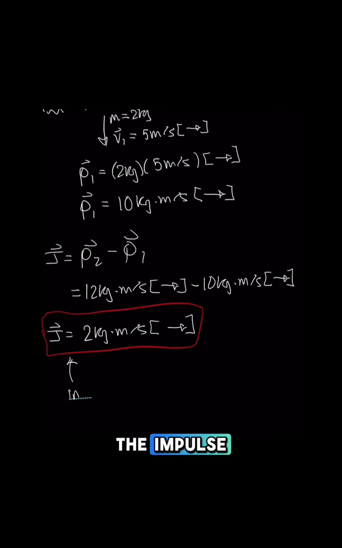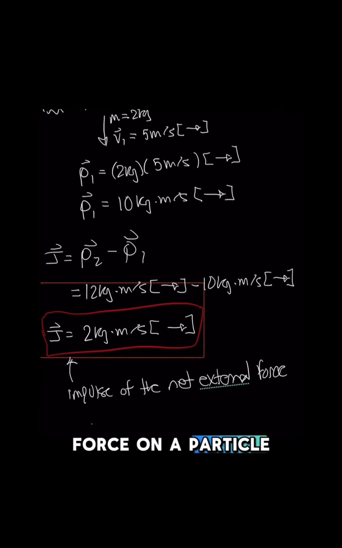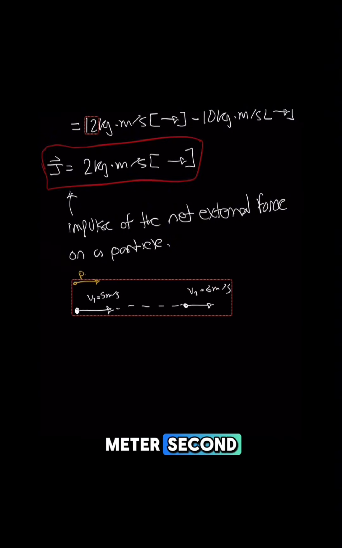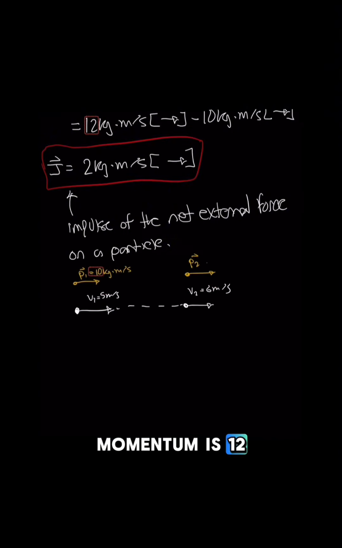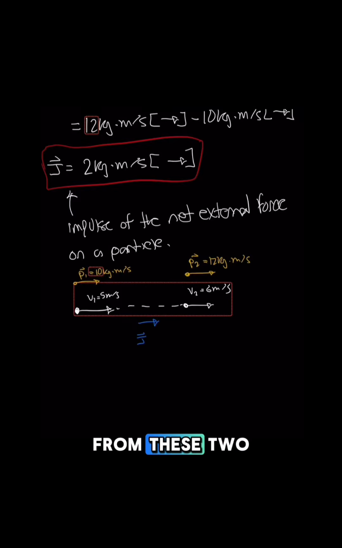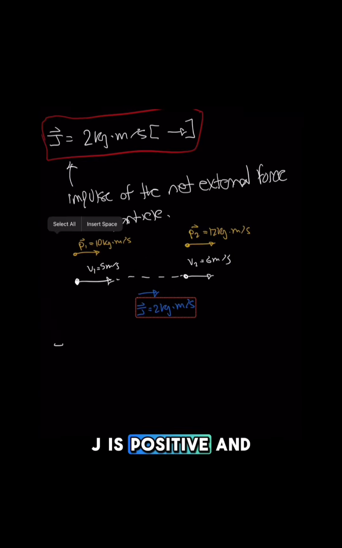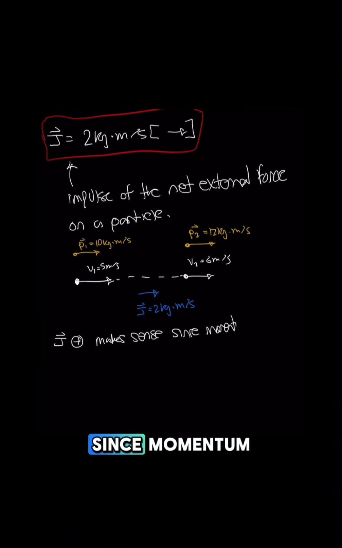And so this is the impulse of the net external force on a particle from point 1 to point 2. The initial momentum is 10 kilograms times meters per second, and the final momentum is 12 kilograms times meters per second. From these two points, the impulse is equal to 2 kilograms times meters per second. J is positive, and this makes sense since momentum increases and the impulse measures the change in momentum.